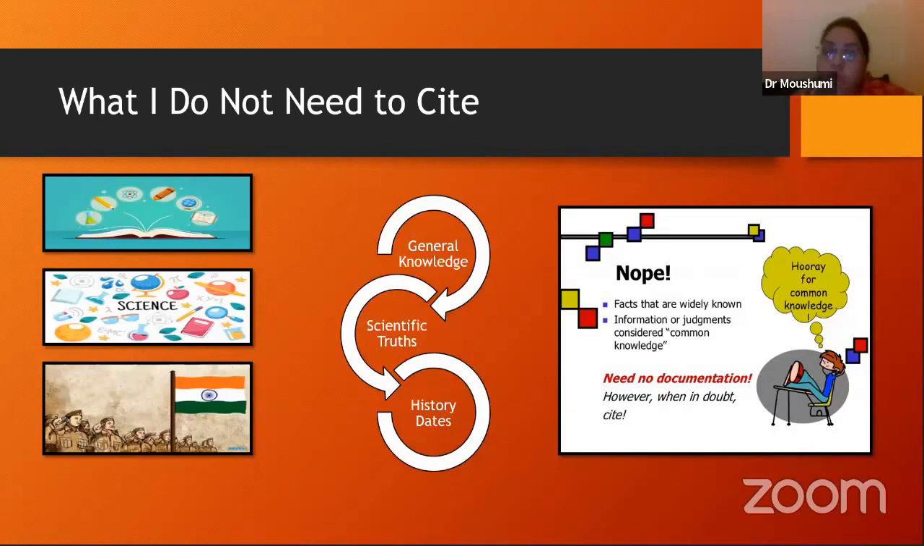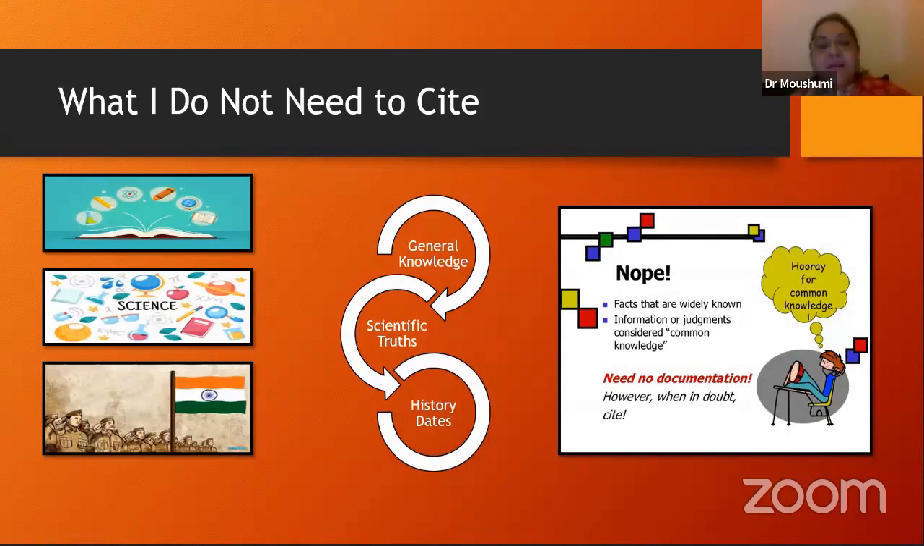History dates. There is no need to cite history dates. They are widely available. Take, for example, I am again a history student studying the War of Independence of India, where I talk about the Sepoy Mutiny, which happened in 1857. No need to cite that because it is already there. Everyone knows it. Rabindranath Tagore, when was he born? In 1861. There is no need to cite it. Our father of the nation, Mahatma Gandhi, was born in 1869. Whenever you are writing all this, there is no need to cite.